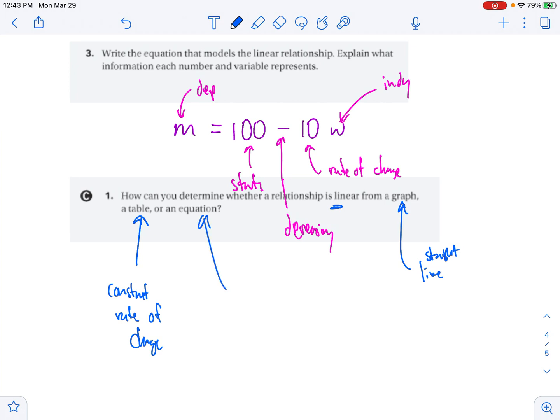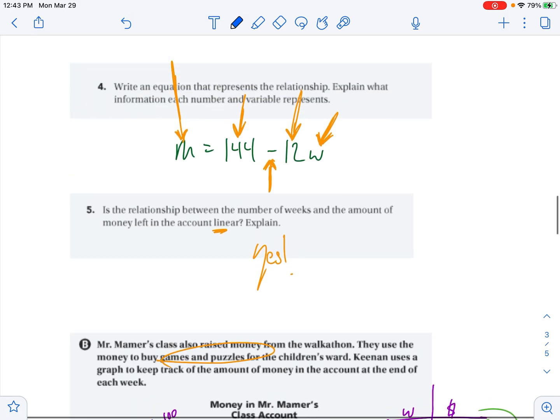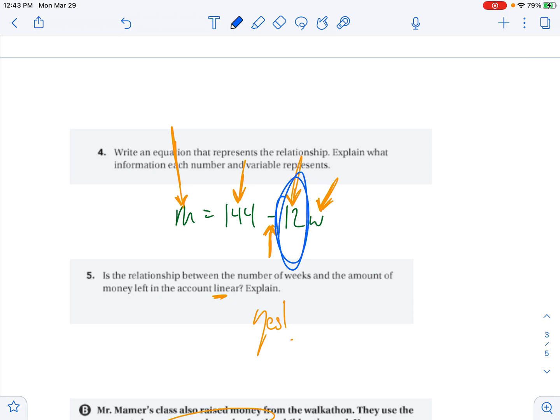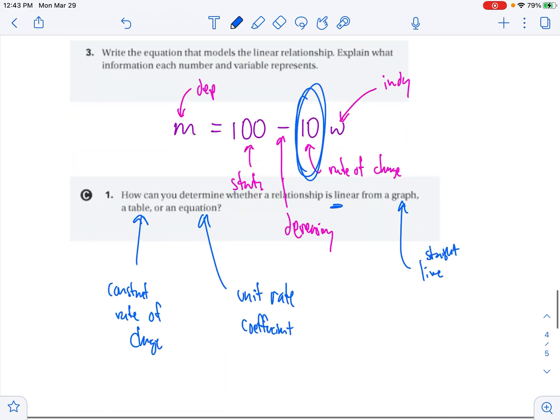And if you're looking at an equation, what the equation will do is if it has a unit rate, or a constant rate of change, or a coefficient, how about that word? If it has any of those things, a unit rate, a coefficient, a constant rate of change, that's going to be this guy right here, then it will indeed make a nice straight line. So that 10 is those things, this 12 is those things. That is the rate of change. That's the constant rate of change. That's the coefficient. That's the pattern.